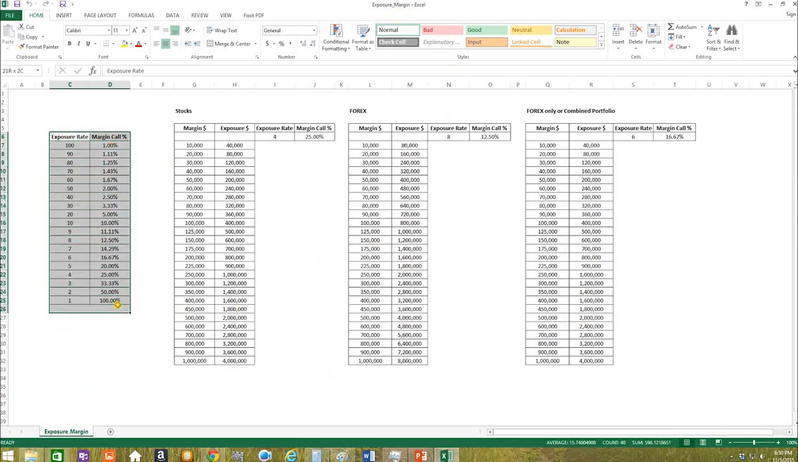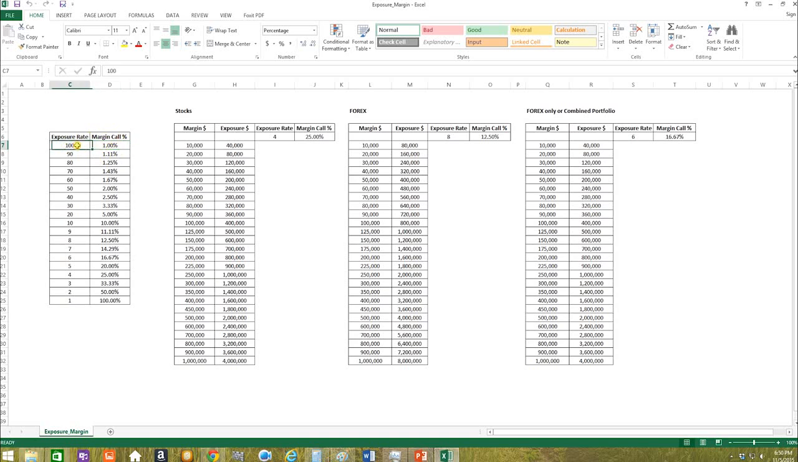What we have here is our exposure rates and the level at which we receive a margin call if we lose a certain amount. So if we're 100 times leveraged, we receive a margin call if we lose 1%. If we're 90 times leveraged, we get a margin call if we lose 1.11%, and so on and so forth. So we just take the exposure rate and we do 1 divided by the exposure rate.